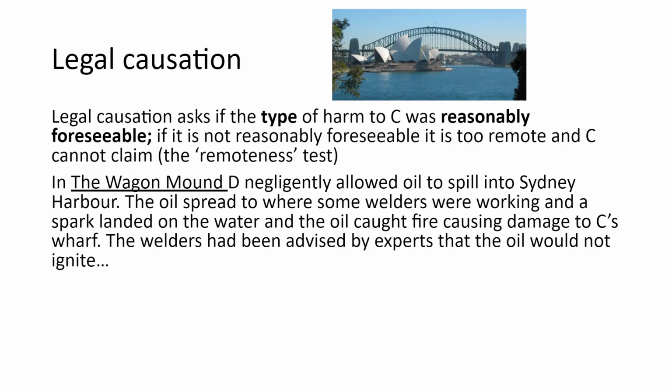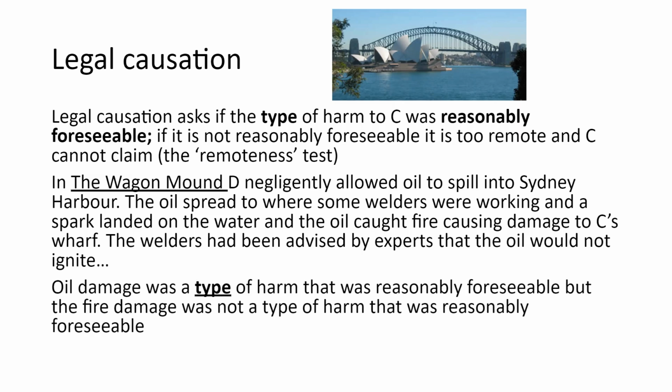So in the leading case of the Wagon Mound, the defendant negligently allowed oil to spill into Sydney Harbour. The oil spread to where some welders were working, and a spark landed on the water and the oil caught fire, causing damage to the claimant's wharf. The welders had been told by experts that the oil would not set on fire. So in the case, they had to identify what type of harm was reasonably foreseeable from an oil spill. And they said that damage by the actual oil was reasonably foreseeable, but fire damage was not a type of harm that was reasonably foreseeable. So they could claim for damage caused by the oil, but not by the fire.